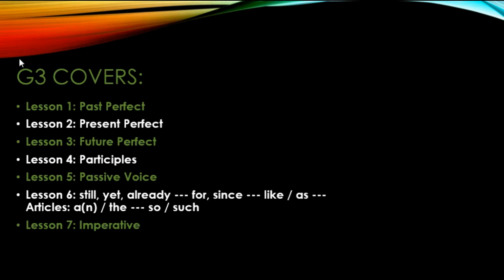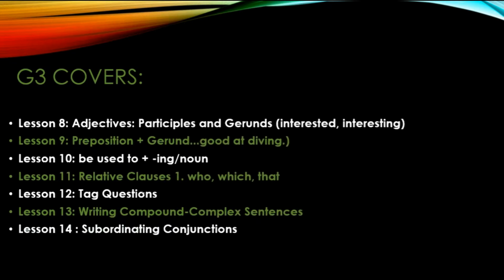So we'll be going through participles and then passive voice and some other terms we'll be using, like still, yet, already, for, since, the article, and the rest. So I'll explain those when we come to them. The next topic is the imperative, of course, and I will explain them when we come to them, okay? So Grammar 3 covers Lesson 8, adjectives, the use of participles and gerunds.